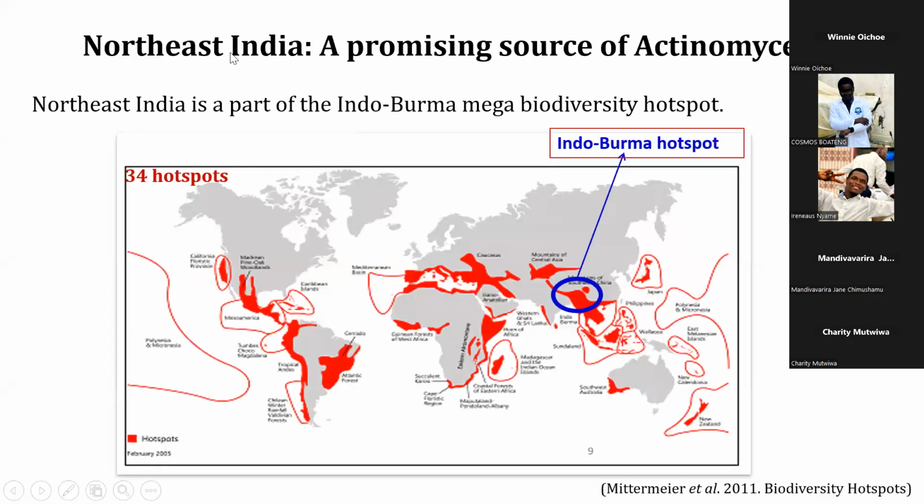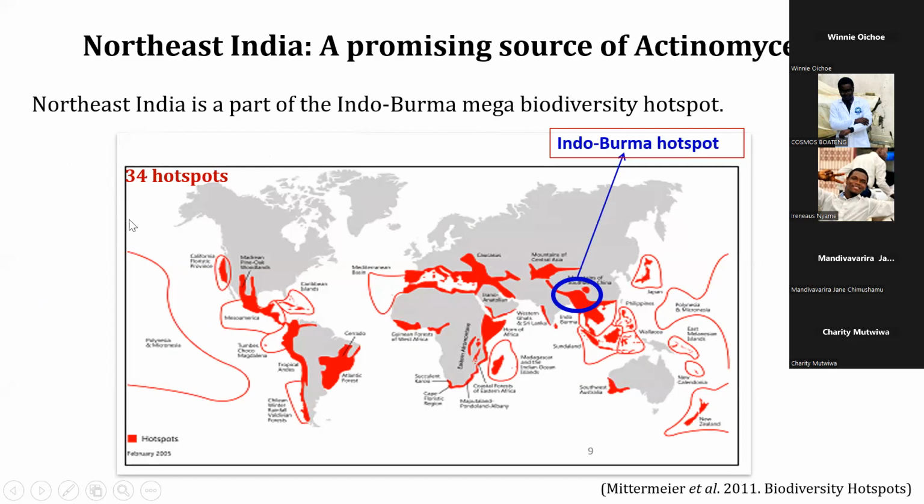So during my PhD and my postdoc, I have isolated actinomycetes from Northeast India. So I'm from India, and I come from the northeastern part of India, that is Assam. My land is famous for tea and the one-horn rhinoceros. Northeast India is a part of the Indo-Burma mega biodiversity hotspot.